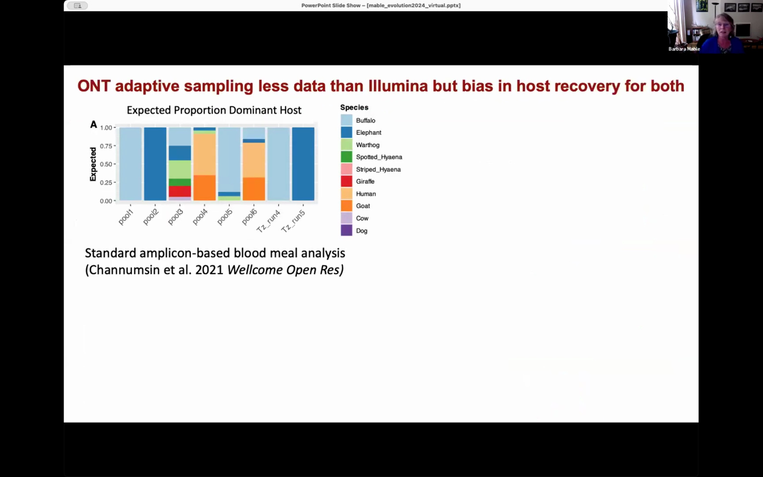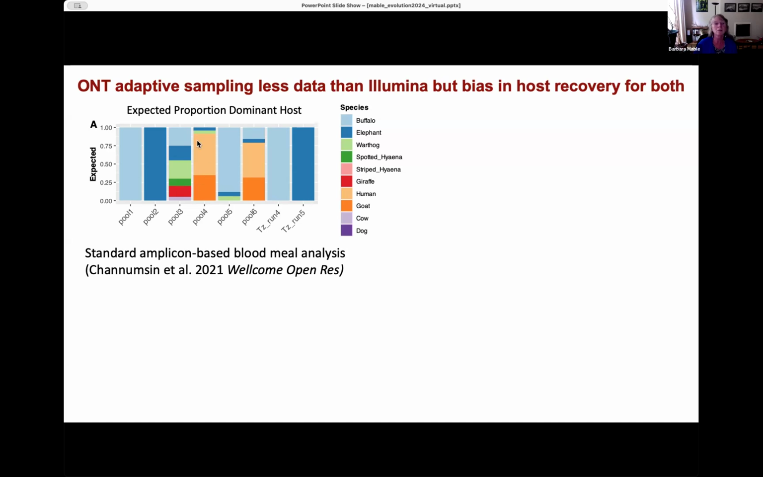And so again, as in the other studies, we wanted to do a test pool first, but in this case, we took DNA that we'd previously done blood meal analysis on, and we'd used cytochrome B analysis, and we resolved the dominant hosts. These were sampled, we were sure of the dominant host, and we combined them artificially into pools of various types to see if we could recover what the flies had eaten. So some of the pools had only buffalo, some had only elephant, and others were mixed samples.